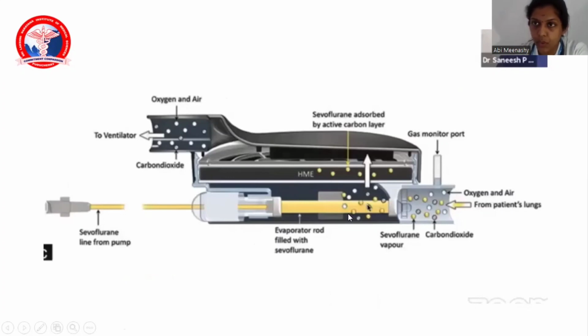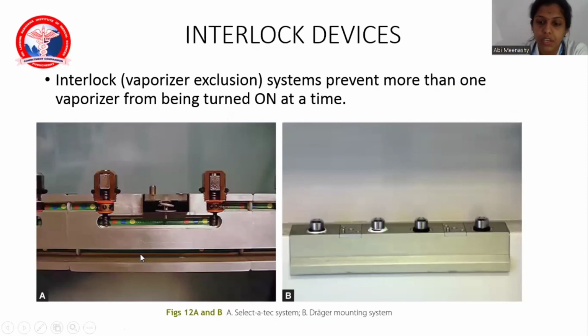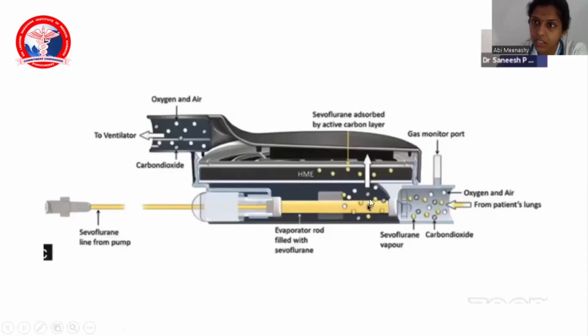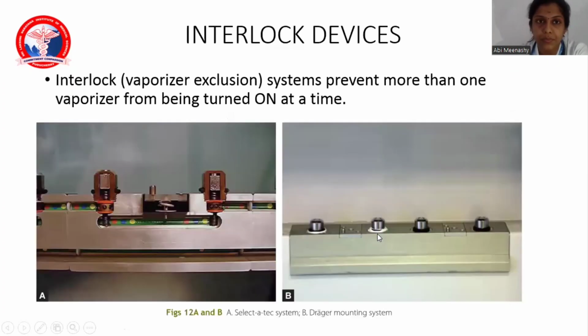whatever sevoflurane is coming back from the patient via expiration is being held up by the active carbon layer. So the sevoflurane that comes back is also stored. That's why it's conserved. Sevoflurane molecules are conserved, and in the next respiration it will go along with the oxygen and air. So that's how it is conserving the vapor molecules.